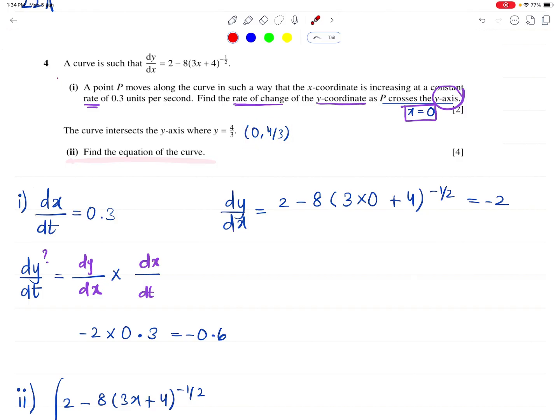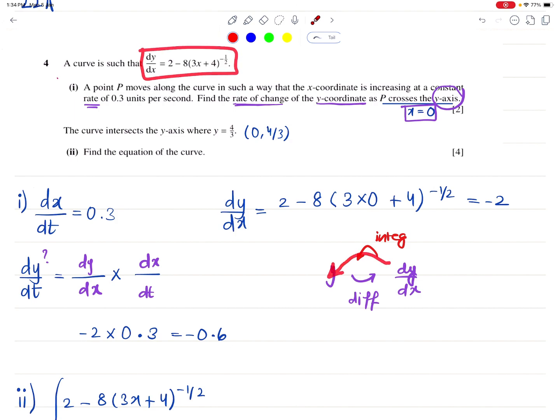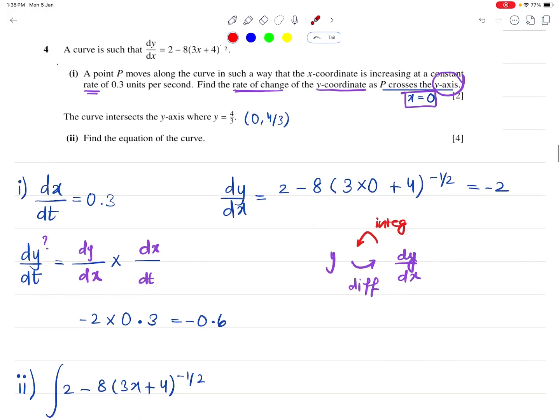Now, whenever you're going from y to dy by dx, you need to understand in this case you're supposed to differentiate it. But if you're going from dy by dx to y, you're supposed to integrate it. In this question, we have dy by dx given to us and they're telling you to go to y, which basically means you'll have to integrate this expression. Anyways, so I wrote it down over here.